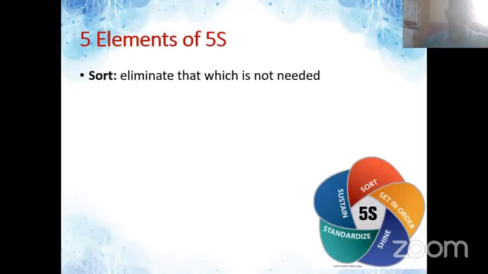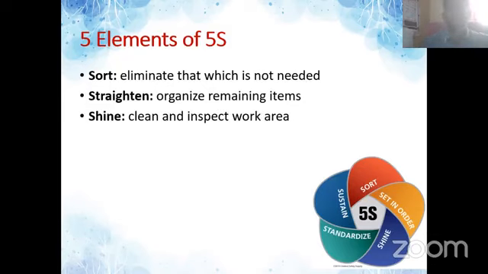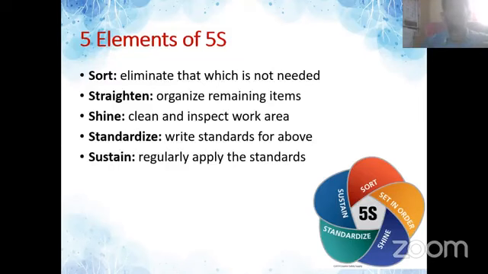So let's see tool number one, that is 5S. In the 5S, there are 5 elements. First one is sort. Sort means eliminate what is not needed. Eliminate those things which are not needed to manufacture or produce any kind of product or item. Then set in order, organize the remaining items. Shine, clean and inspect the work area. You have to keep your work area clean and clear. Then standardize, write standards for the above. Then sustain, regularly apply the standards.